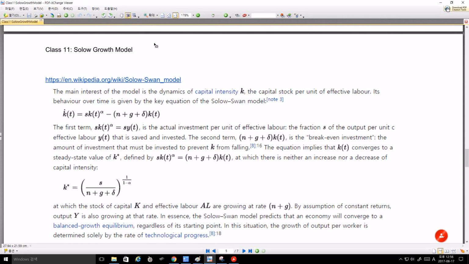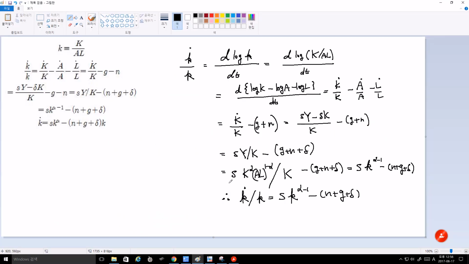Now the main interest of the model is the dynamics of capital stock K. Capital intensity, small k, the capital stock per unit of effective labor, its behavior over time is driven by the key equation of the Solow-Swan model. So this is basically the Solow-Swan model, which is the same as this one.